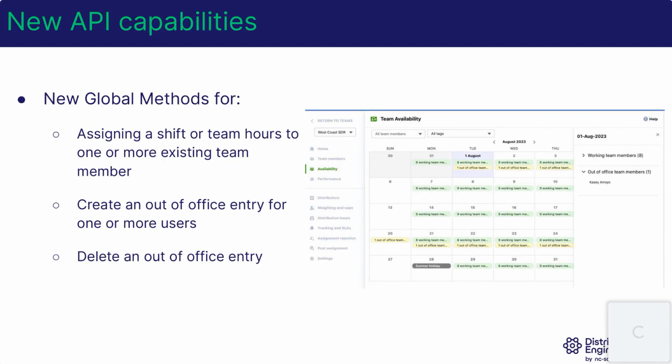We've also expanded our API functionality with the ability to assign a shift or the team hours to team members, add and remove out-of-office events, and the add API will allow for multiple team members to have an out-of-office event created for them at once, which will create multiple events at the same time and date. So if you manage shift patterns or availability in another system, you can use the new API to automatically synchronize those with Distribution Engine.